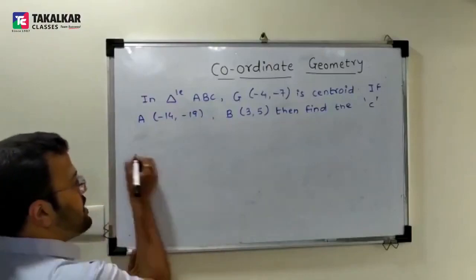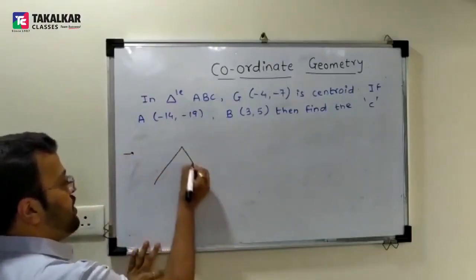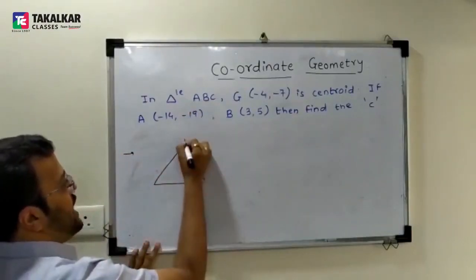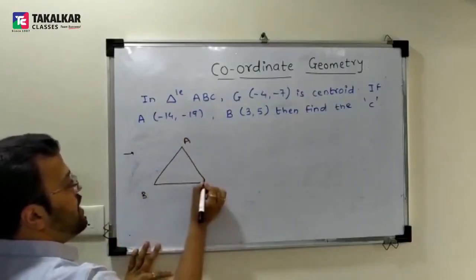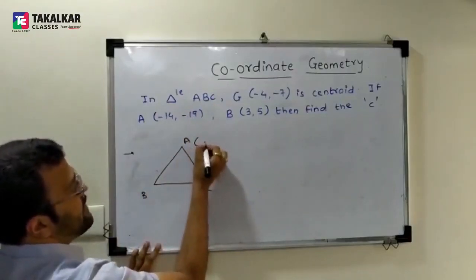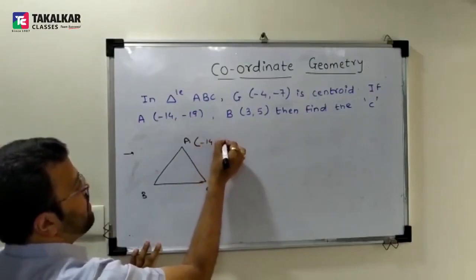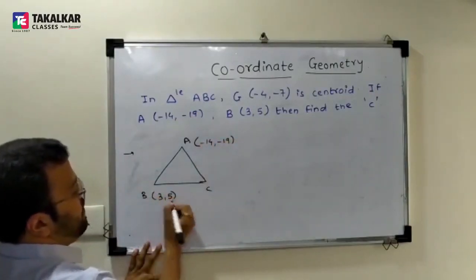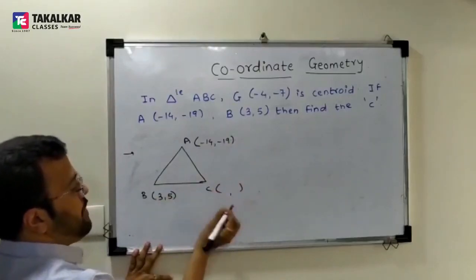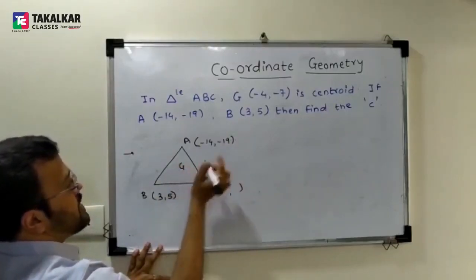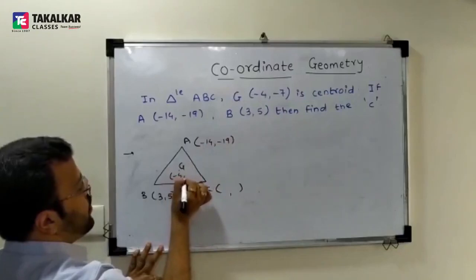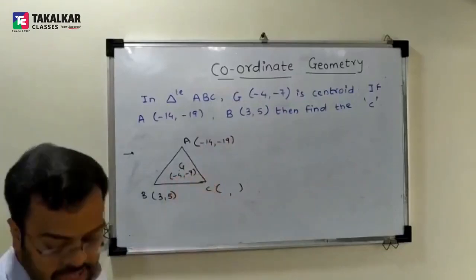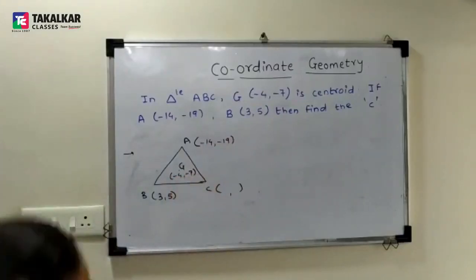Now what is our first step? We have to draw the figure. The name of the triangle is given as ABC. Now A is given as (-14, -19). B is given as (3, 5). We don't know C, keep it as it is. Now the centroid is given as G(-4, -7). Now all of you know the marking of these points.